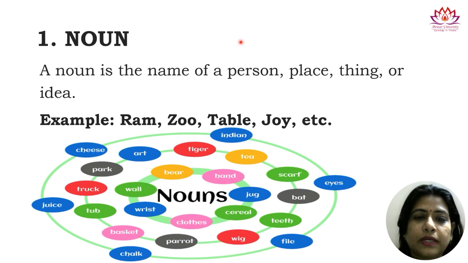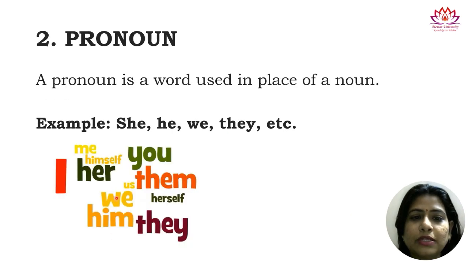So the first one is noun. Noun is the name of a person, place, thing or animal or idea. For example, Ram, zoo or India, table, joy or tiger. All these are nouns. These are some examples of noun in the figure given. Pronoun is a word used in place of a noun. For example, she, he, we, they, their. So all these are pronouns.